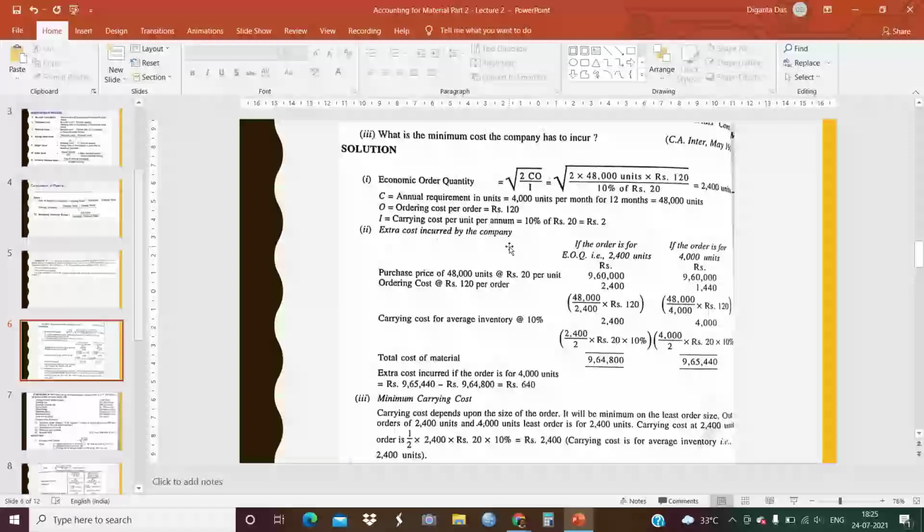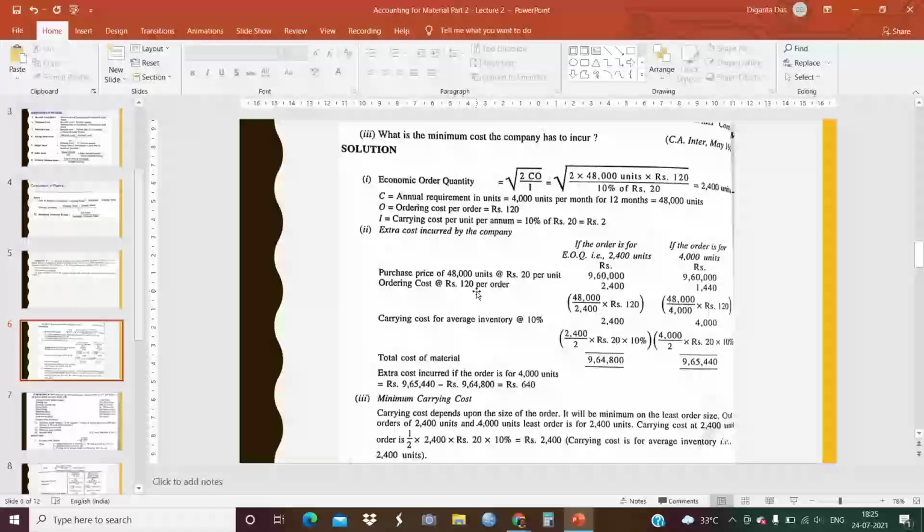We have to prepare 2 columns. If the order is for EOQ, that means 2,400 units, and next if the order is for 4,000 units. So this is the column. The purchase price: purchase price of 48,000 units at the rate of 20, so 48,000 into 20, same 9,60,000, 9,60,000. Add ordering cost. How many orders? 48,000 divided by 2,400, that means 20 orders. So 20 orders at the rate of 120 per order.